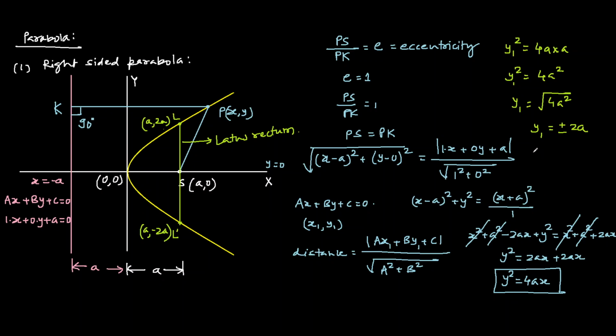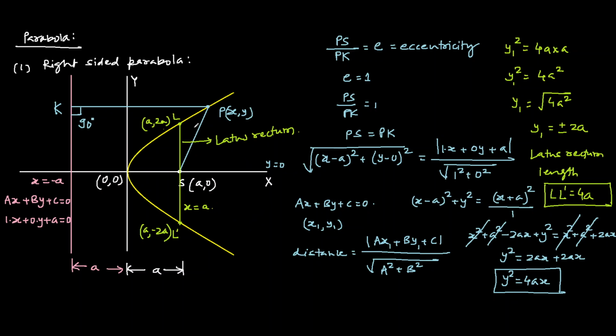And the length of the latus rectum is simply the distance between L and L dash. So it is 2a minus minus 2a, which is 4a. And we can also write the equation for this latus rectum, which is x equal to a.